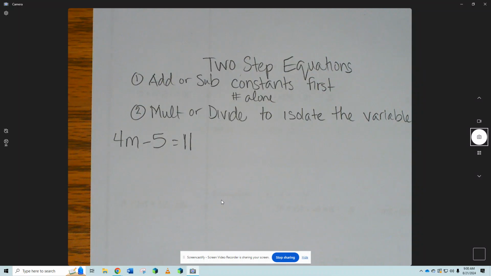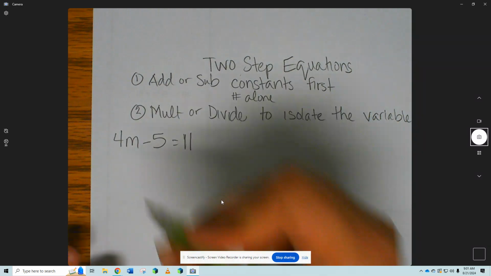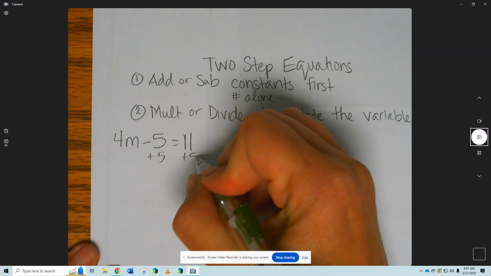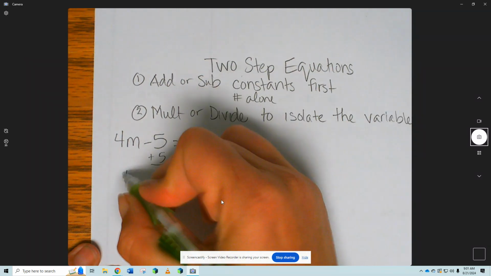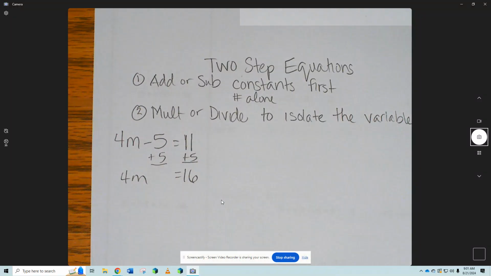The 5. Why did you choose the 5? Isolate the variable. I'm trying to get m alone. Get rid of all the things that are on the same side as m. You're going to get rid of that 5. You're going to get rid of that 4. It's the only way to get m alone. So can you add 5 to both sides? Four m equals 16.